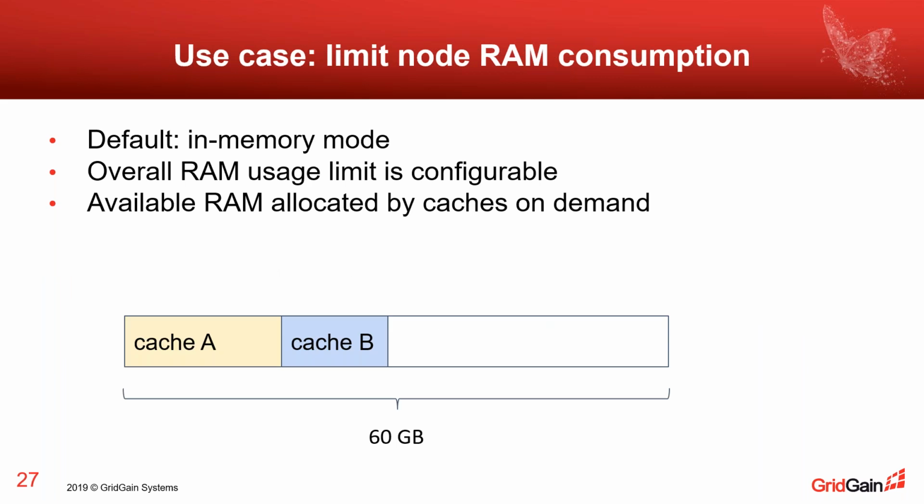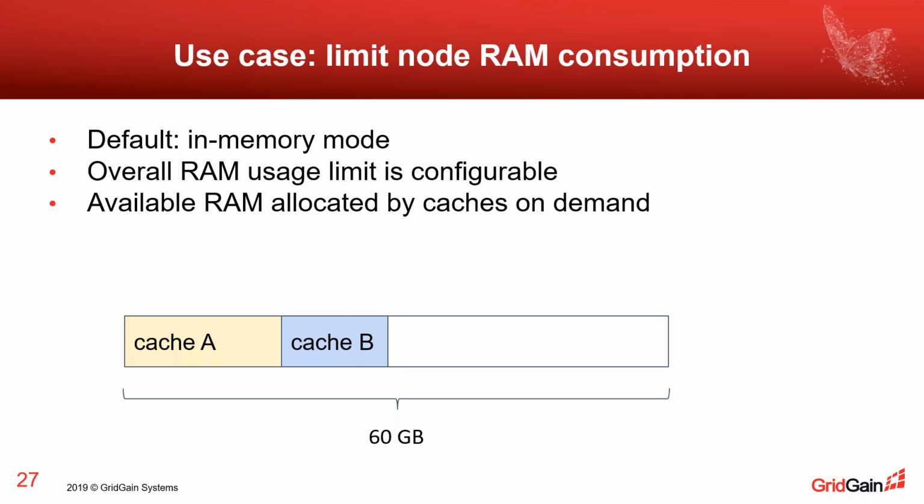You have a 60 gigabyte limit for all of your data, and once you load data to your caches, for example, A and B, they will allocate pages in that big chunk of memory on demand, but they certainly won't exceed this 60 gigabyte limit, because once the pages are over in this chunk, there's no other place to allocate new pages, because all pages are separated from this big chunk.